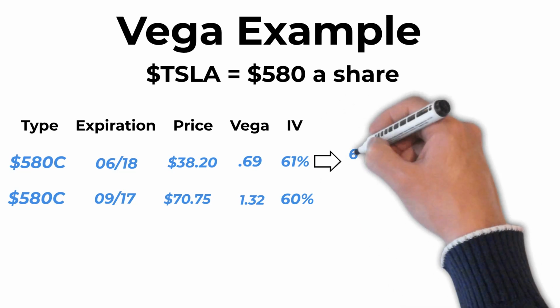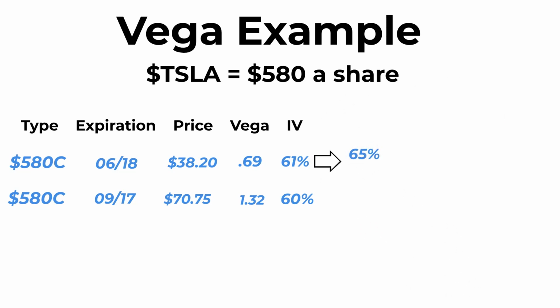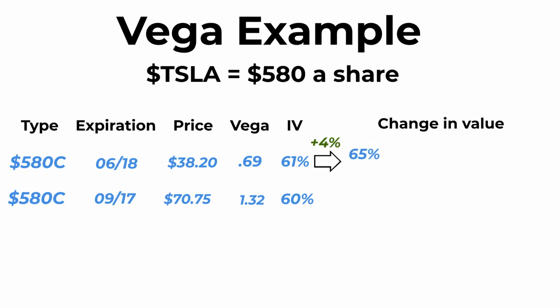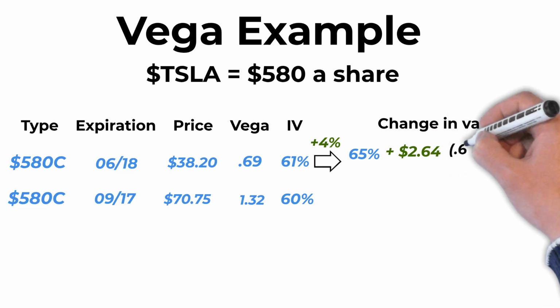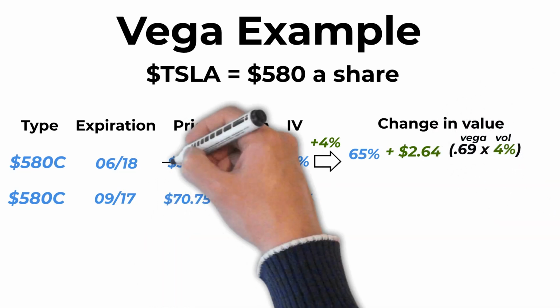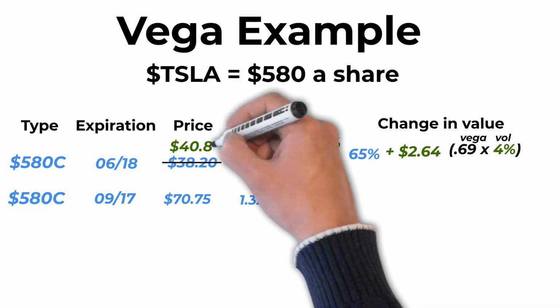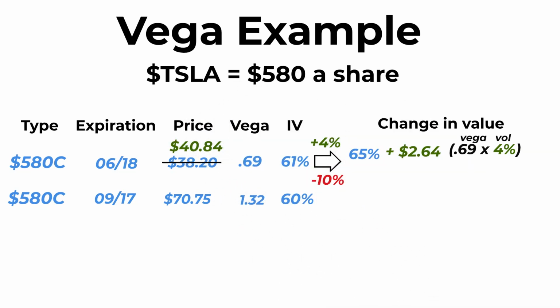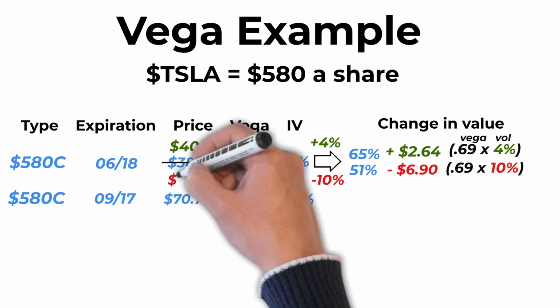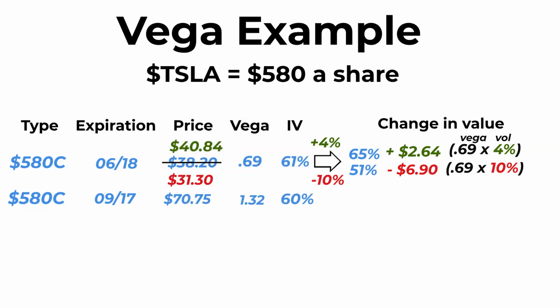Now, if the IV on your June call option were to go up from 61% to 65%, this would be a 4% increase in IV. Your call option would gain $2.64 in value, or in other words, increase by $264. Or if the IV of that option dropped from 61% to 51%, your option would theoretically lose $690 worth of value. As you can see, there's a lot of money that can be gained or lost by rapid swings in the volatility of an option.